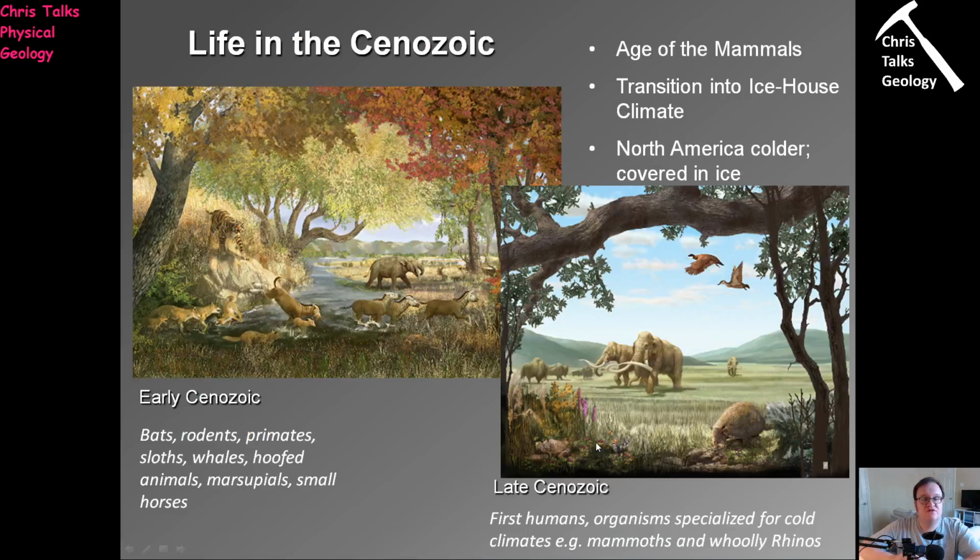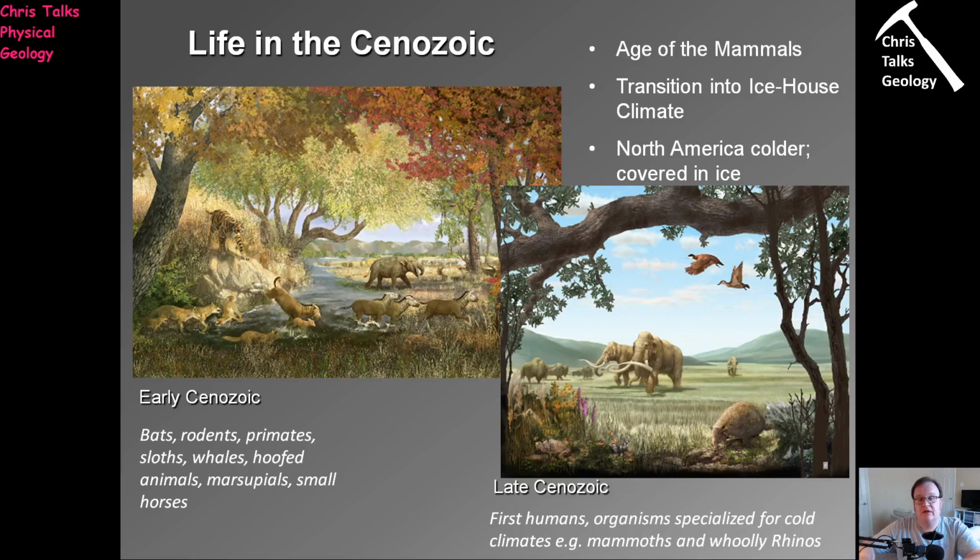So in terms of life during the Cenozoic, in the early Cenozoic we really see the mammals begin to establish themselves. As I said, initially the birds made the first move, but they were reasonably quickly outcompeted by the mammals. So in the early Cenozoic we see the bats, the rodents, the primates, the sloths, the whales, the hoofed animals, the marsupials, and the small horses all beginning to, in some cases appear, and in most cases, diversify. So we'll see numerous different species beginning to appear from each family.